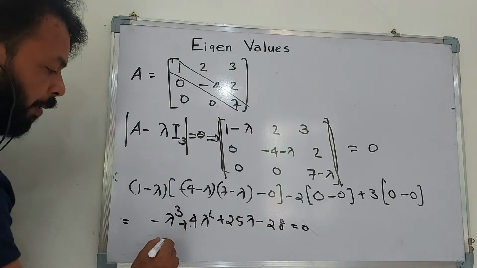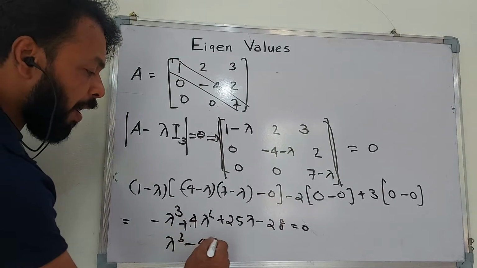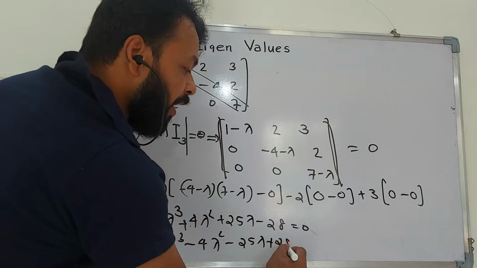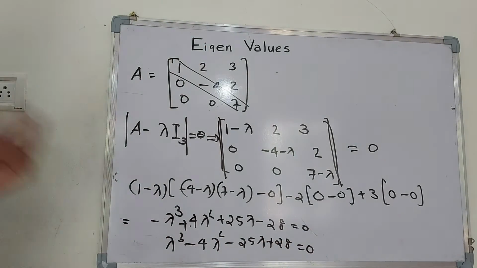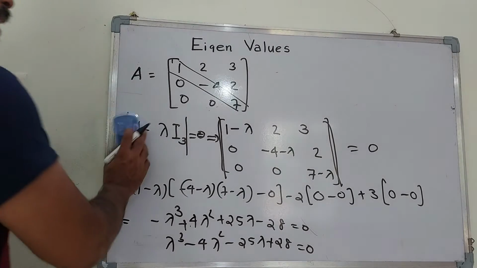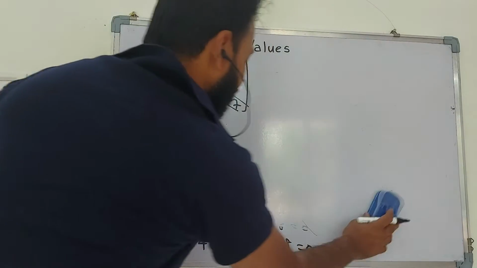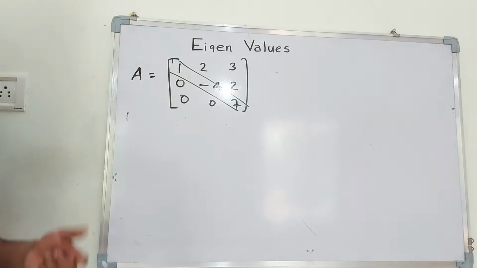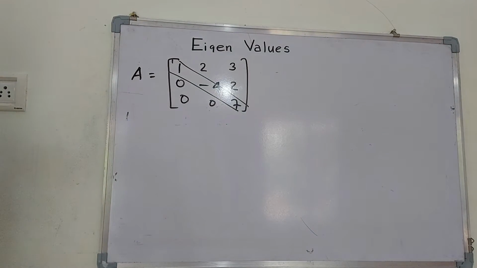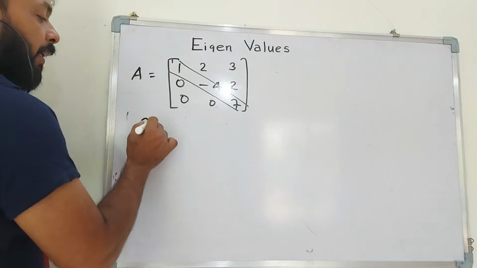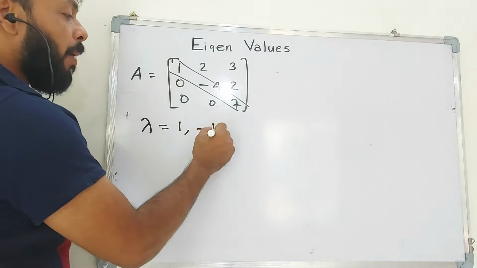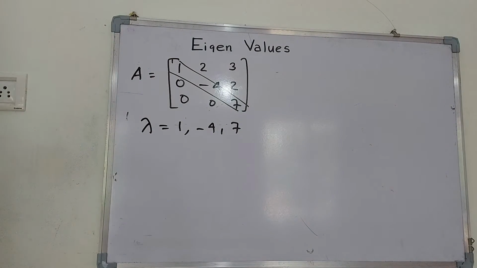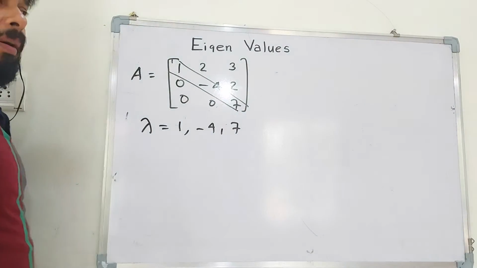When we multiply by a minus, this is lambda cube minus 4 lambda square minus 25 lambda plus 28 equal to 0. This is the characteristic equation, and it will have 3 roots. We have to find those roots, by trial and error method or using a calculator, somehow. The roots we get are lambda equal to 1, minus 4, 7. These are the characteristic roots or the eigen values of the given matrix.